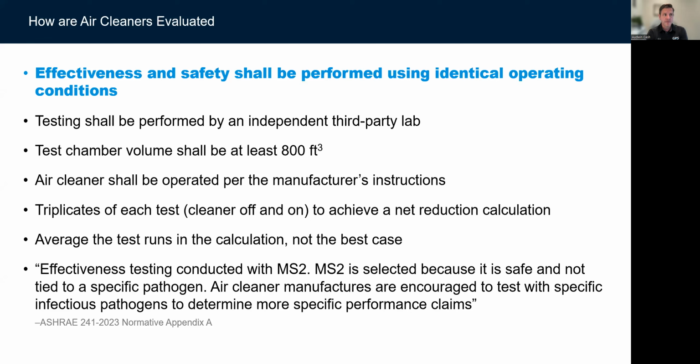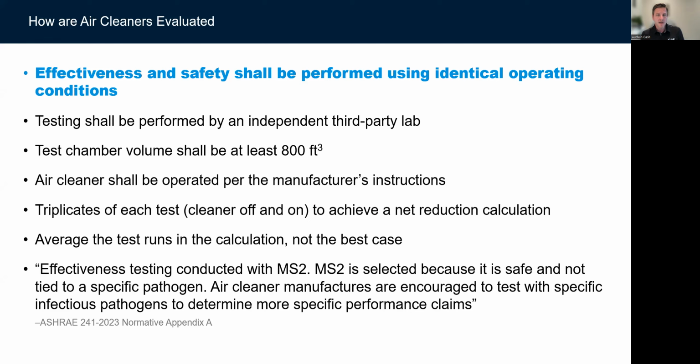So anyway, effectiveness and safety testing need to be performed using identical operating conditions. That is a huge point. So you can't set your device to be effective at zapping all the bugs and then turn it down to pass safety because you just turn down all the ozone generation. So ASHRAE says, no, that's not allowed. You have to set it up and set it the same way in both cases.